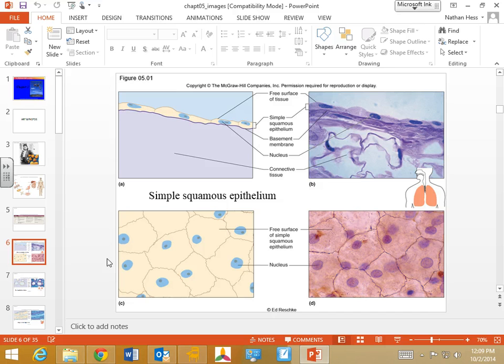As a reminder, you do need to know where they're located, right? So where is this simple squamous located? Lining of the alveolar sacs, right? The lungs, more specifically, alveoli sacs. That's the actual part of the lung that you breathe with. You have a question? Yeah. In the picture, yes. Bottom right. Okay. So over here.